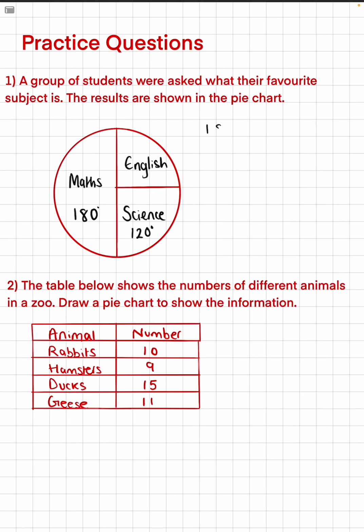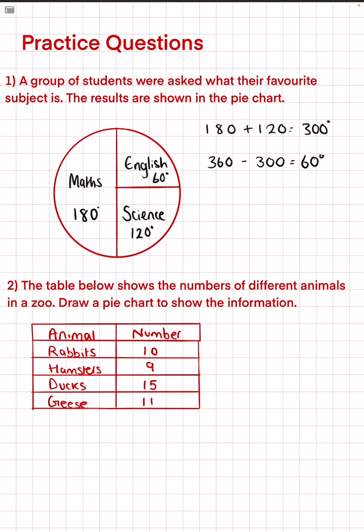So 180 plus 120 equals 300 degrees. 360 minus 300 equals 60 degrees. So the angle for English is 60 degrees.